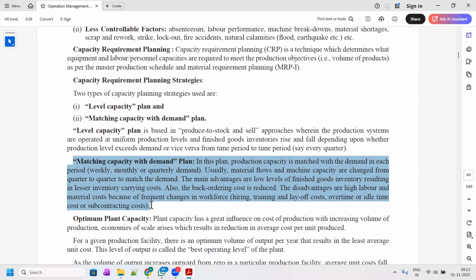The disadvantage of using this method is that it will involve high labor and material cost, because you are making frequent changes in the workforce, and the cost of overtime and machines would definitely affect your variable cost of production. Although it might reduce the fixed cost, it will definitely increase the variable cost of production.